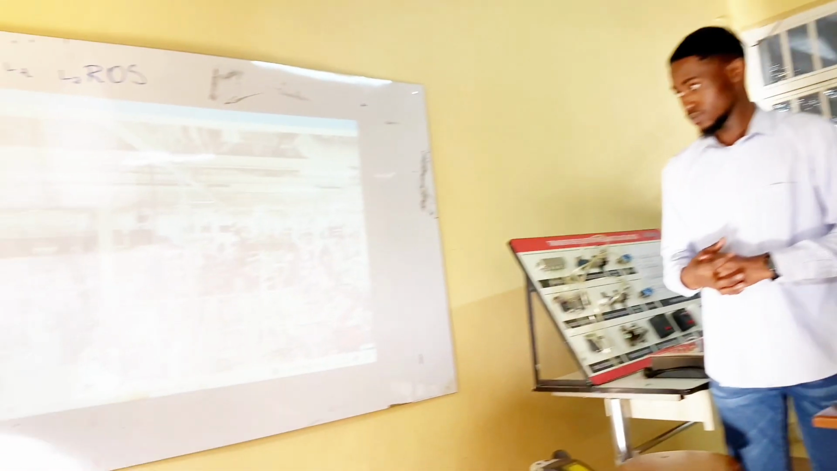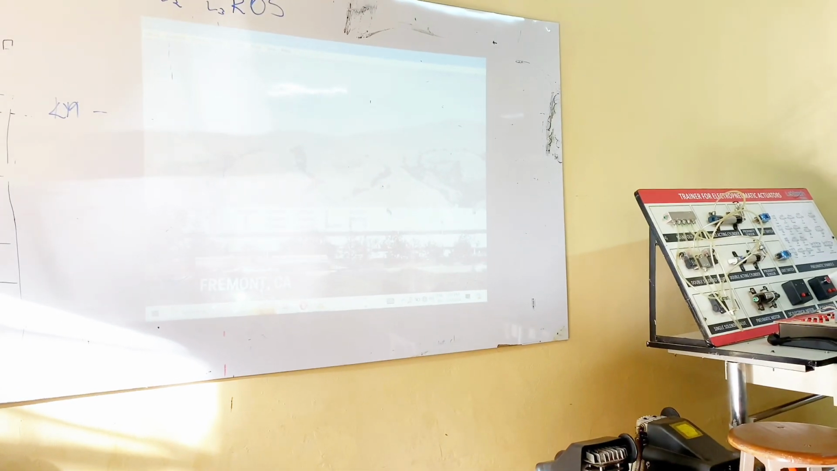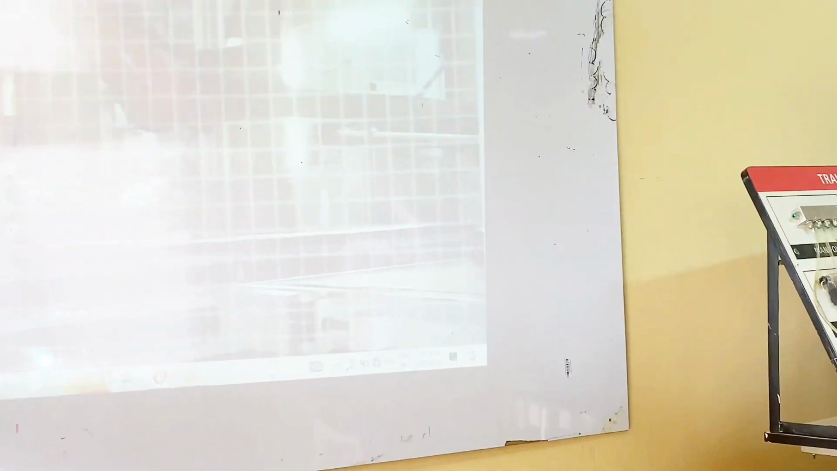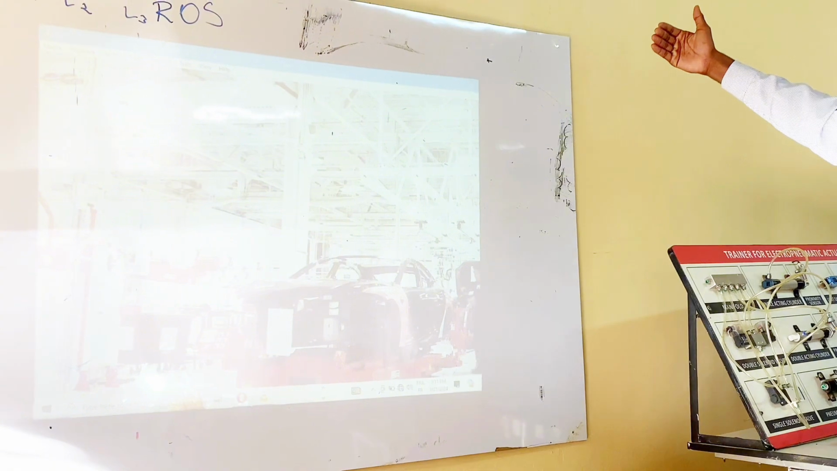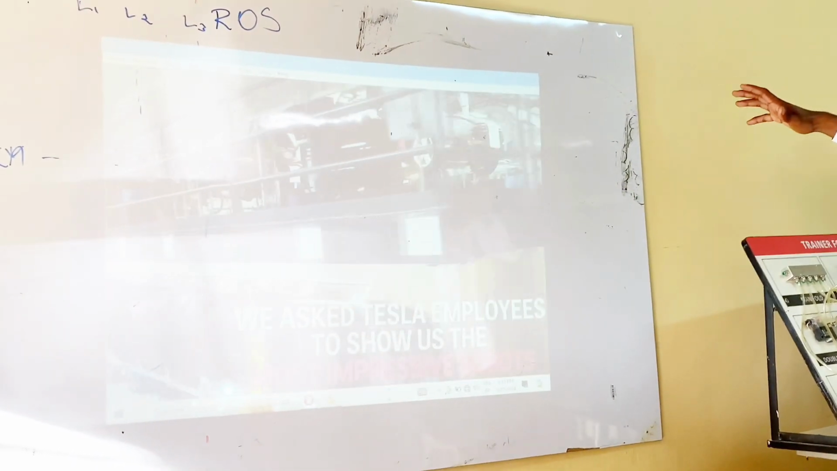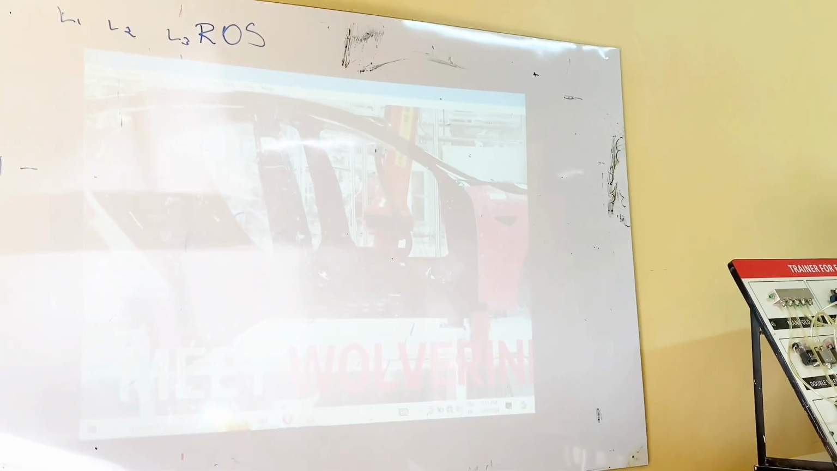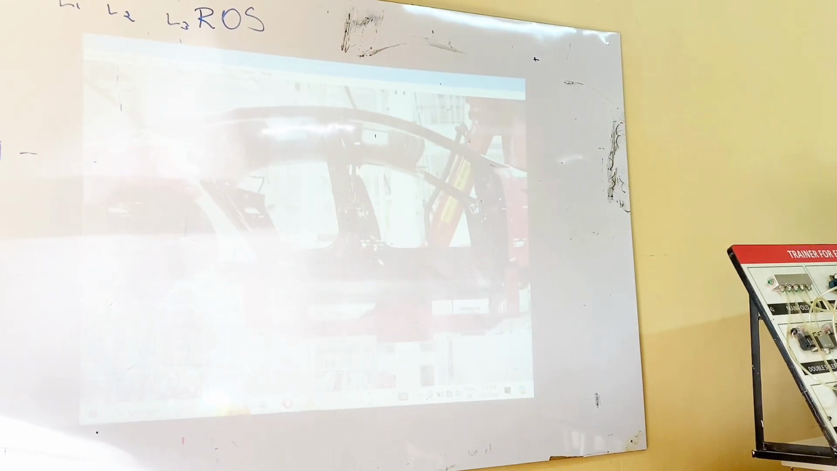Let's say robots. Those are robots. Tesla robots. So Tesla is the first company which automates all things from the starting point to the end point. You will see the robots are doing the whole job. You have just some people there controlling those things, but robots are doing the whole job.